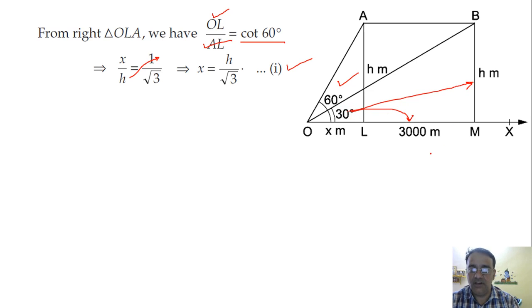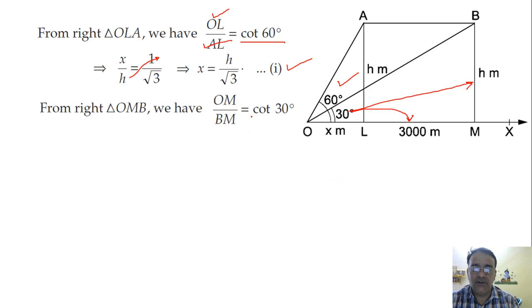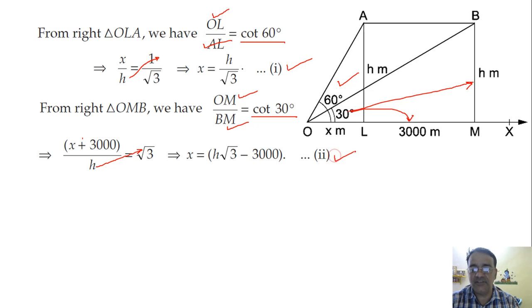That is OM upon BM. And what is cot 30 degree? Root 3. And OM is x plus 3000 and BM is h, right? So here we will cross multiply, h root 3 will be there, and when we shift this, it becomes minus 3000. So let it be equation 2.